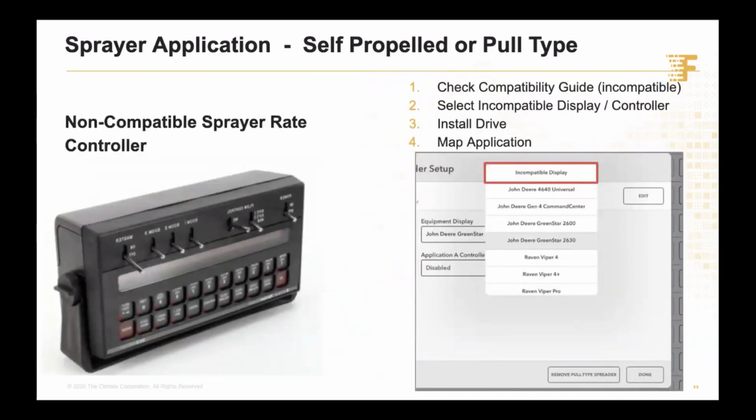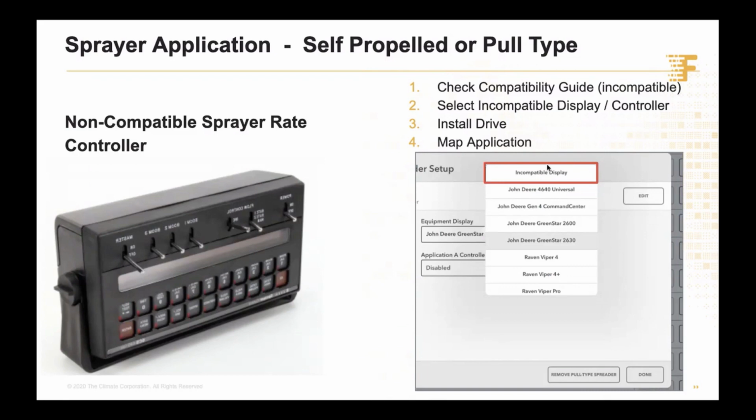Now, the second option on sprayers: we may have a self-propelled or a pull-type sprayer that doesn't have a digital rate controller today. And the question is, can I map that? Should I map it? Well, the reality of it is yes, you have the ability to map this. What you need to think about today is, when I set this up, if I've got GPS, that gives me the ability to pair that drive and be able to see where I'm at.